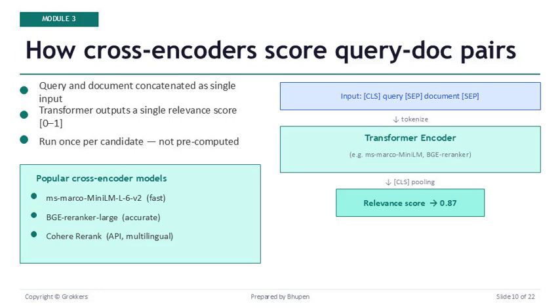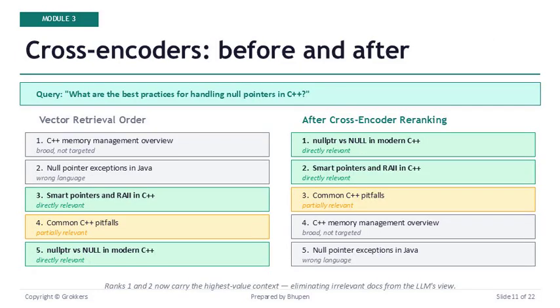The popular models in this space are MS Marco MiniLM for speed, BGE Reranker Large for accuracy, and Cohere Rerank if you want a managed API with multilingual support. But enough theory. Let us see the dramatic before and after of what a cross-encoder does to real search results. This is where it gets really satisfying.